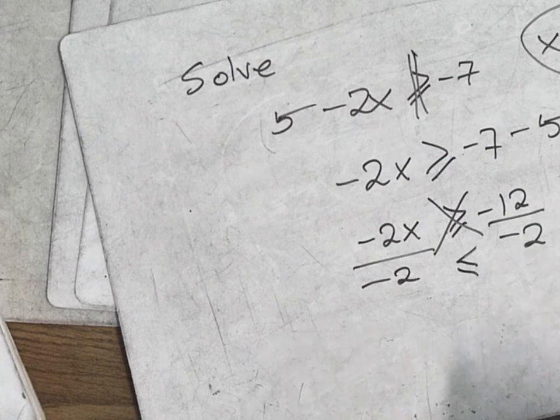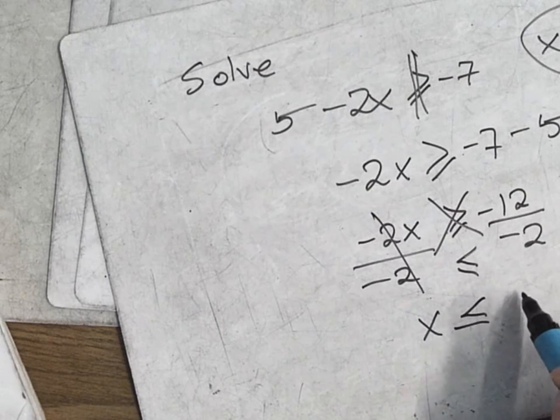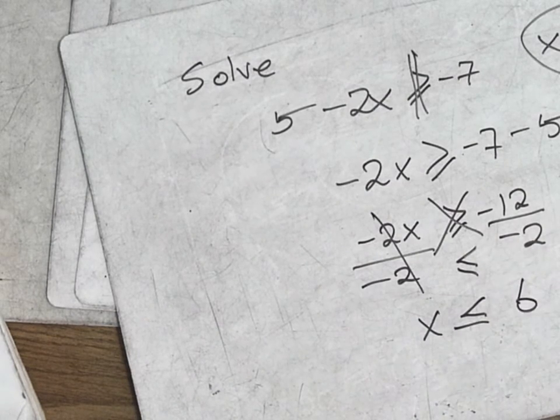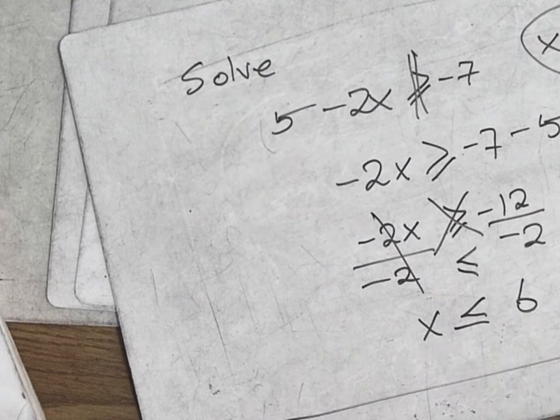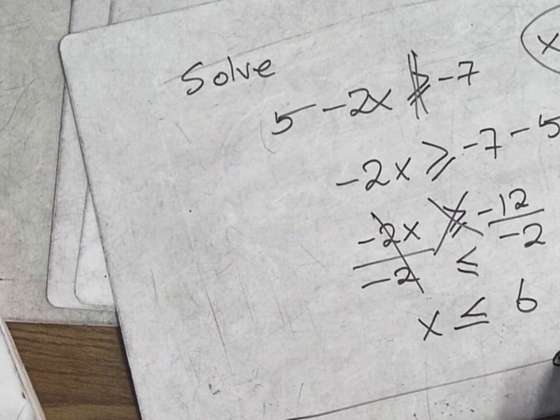Is that alright? Okay, so they cancel and you get x is less than or equal to minus 12 divided by minus 2 is plus 6. So I'm starting at 6. Is 6 included? Yeah, because it's less than or equal to 6. So 6 is part of my answer.